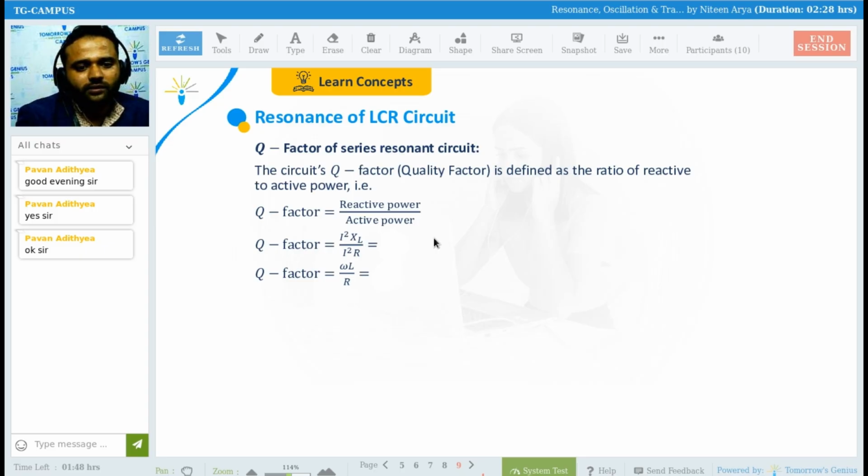So that is going to be XL upon R, where L is capital. XL, let me write it down here. So omega L upon R. I square is going to be cancelled. So yes, this is the formula, not the previous one. So the quality factor we get is this.